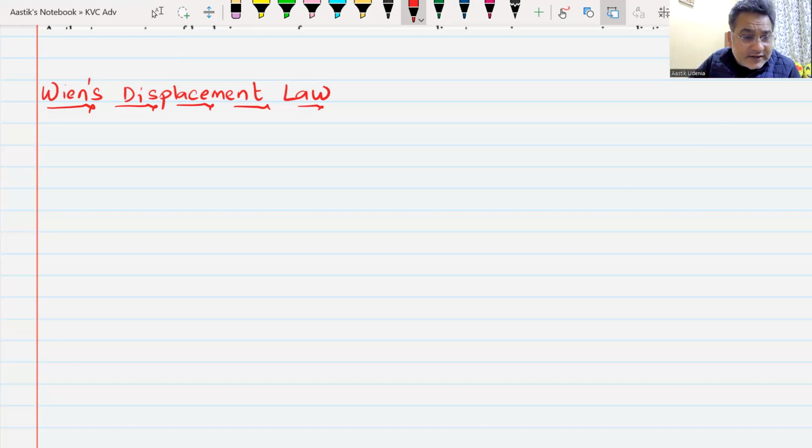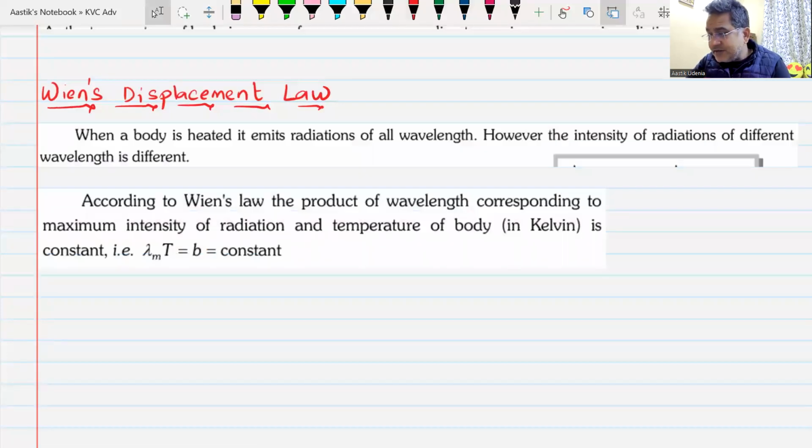Wien's law says that as the temperature is increased, this maximum energy wavelength is decreased, or lambda m is inversely proportional to T, or lambda m into T is a constant. This statement is known as Wien's displacement law.